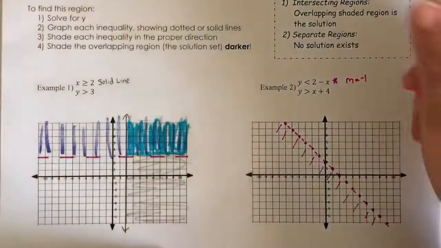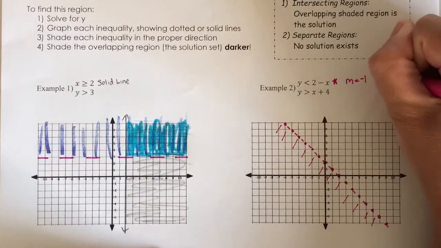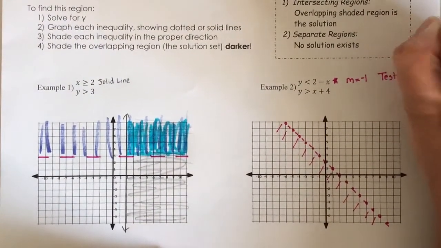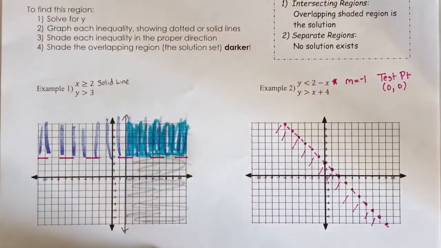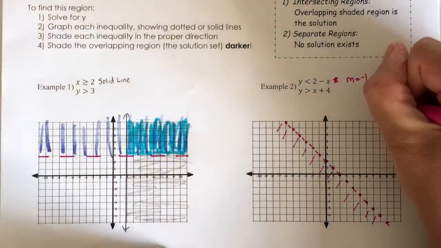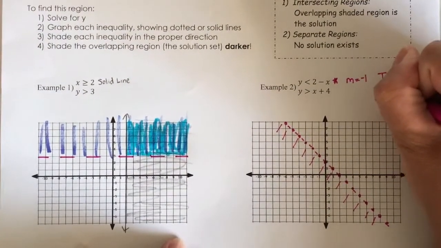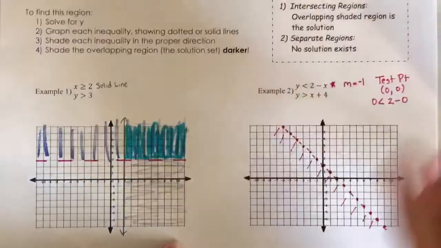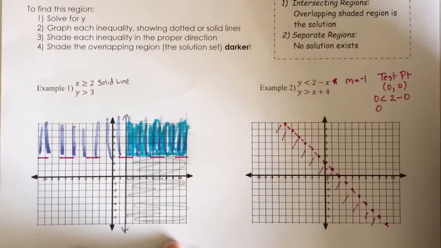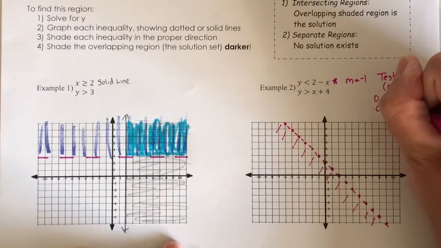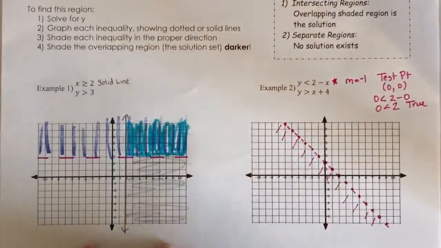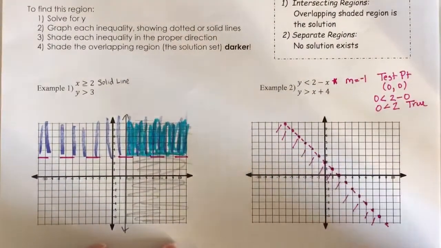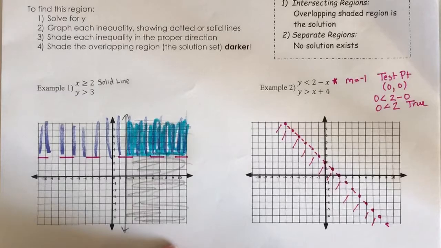You can also use a test point if you want to help determine which way to shade. The best test point to use is the point (0, 0). As long as it's a point not on the line, you can use it. (0, 0) is the easiest. So if I plug 0 into y and 0 into x, is 0 less than 2 minus 0? Yes, that's true. Since it's true, you shade the section that's true. You always shade what's true.